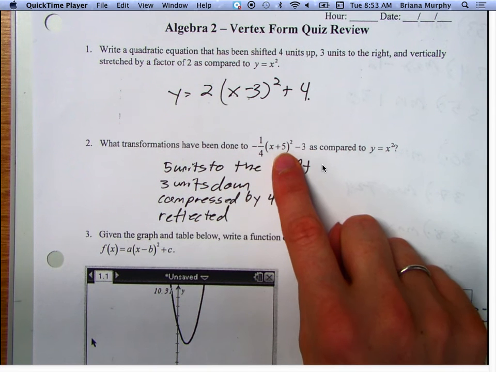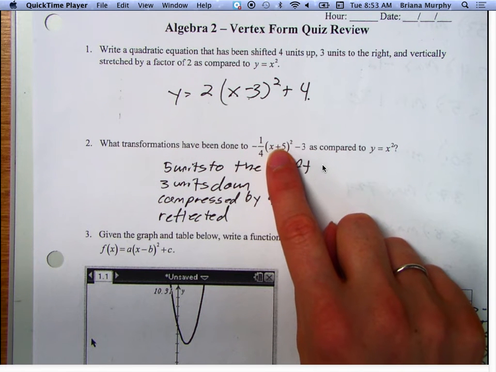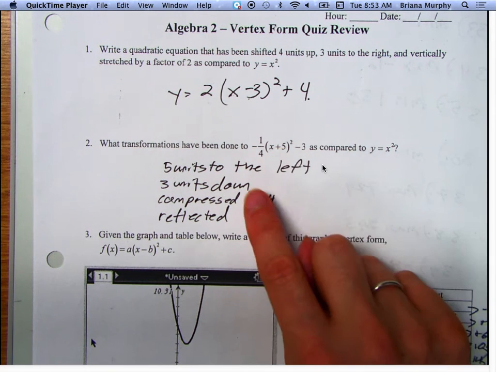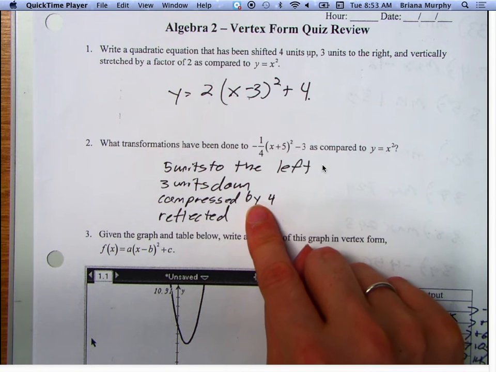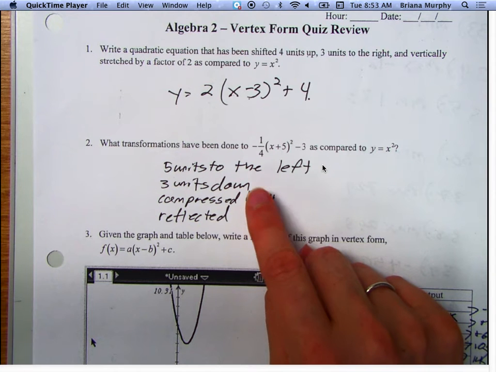I said 5 units to the left because it's the opposite of what's here. 3 units down because it says negative 3. Compressed by 4 or stretched by 1/4, you could say either way. But remember, it's compressed when it's a fraction.